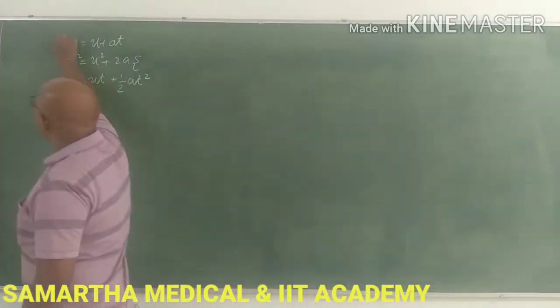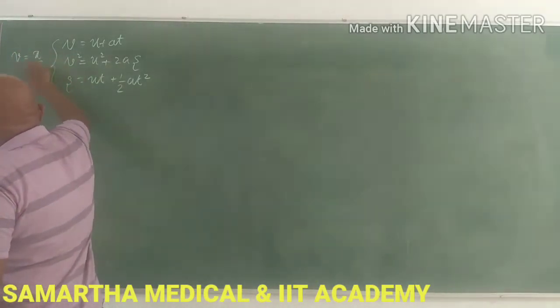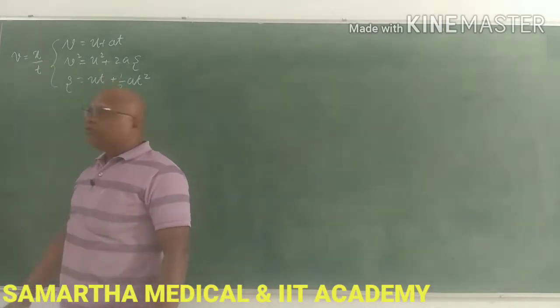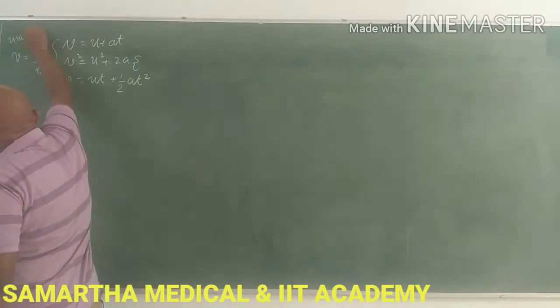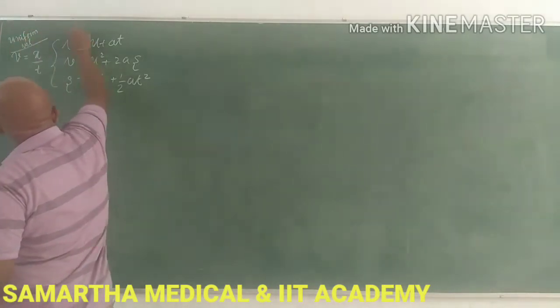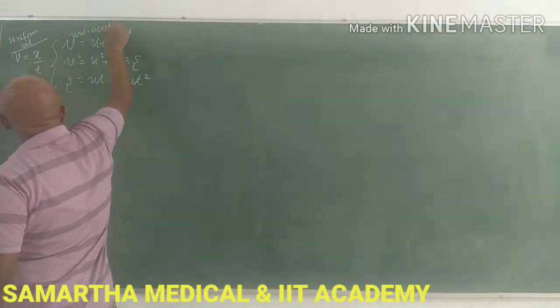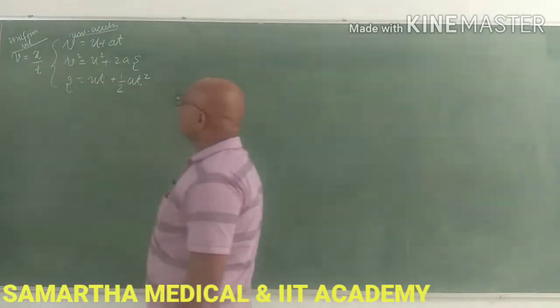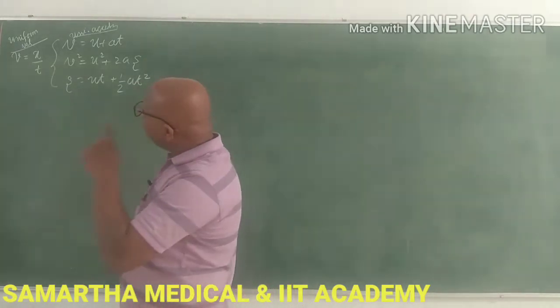Along with that, there is an additional formula, that is v is equal to x by t. This is used only for uniform velocity. Remember, this is not to be used for uniform acceleration. These three are for uniform acceleration, and this one is only for uniform velocity.